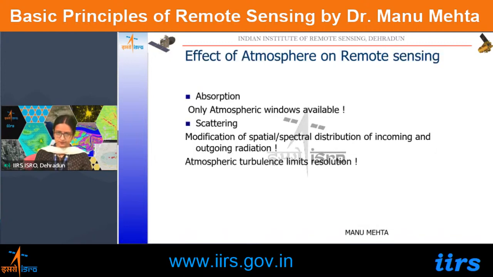Right. So what has the atmosphere done to remote sensing? Due to absorption by the atmosphere, we are left with atmospheric windows. And due to scattering, there is modification of spatial as well as spectral distribution of incoming and outgoing radiation. Okay, and also more turbulence means resolution will be limited. So scattering introduces poor contrast, or it brings haziness in the image.